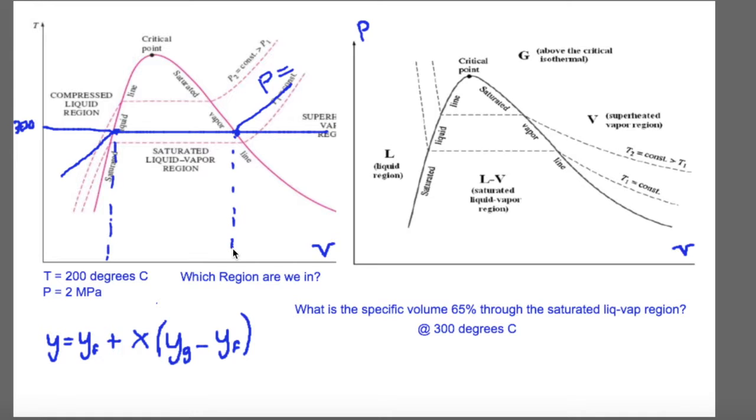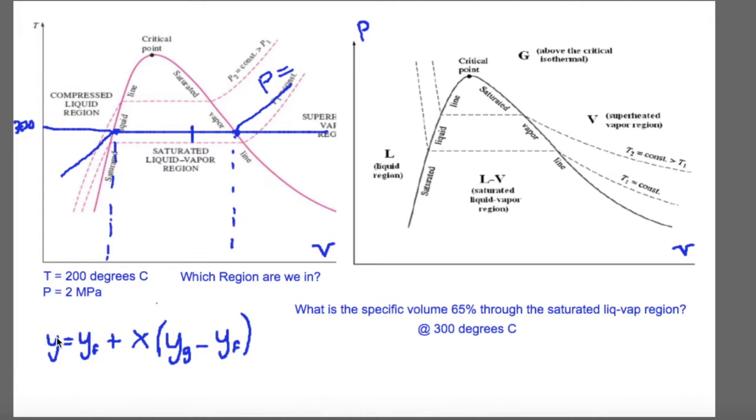Now the question is asking us 65% through. So this is where the confusing part is. How do I know, let's say 65 would be here, what would be the specific volume here? How would I know that? The table is not showing it to me. Well, there's a very simple equation that you can use that can easily show you exactly where you would be, and this is the equation here.